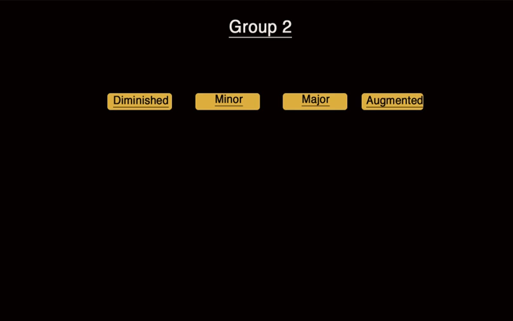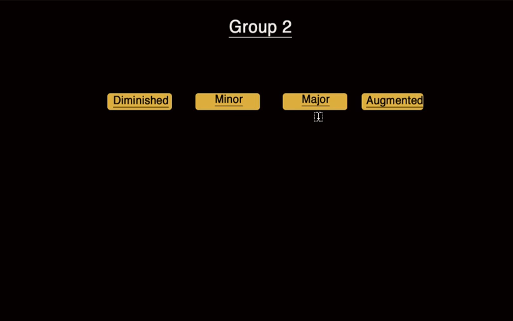Now we're going to talk about group 2 intervals. So group 2, as we mentioned, is majors and minors. Well, just like the perfect in group 1, we can have augmented and diminished as well. So in group 2, we have our major interval and then our minor.